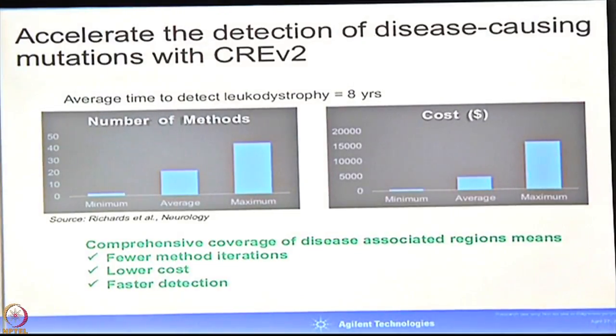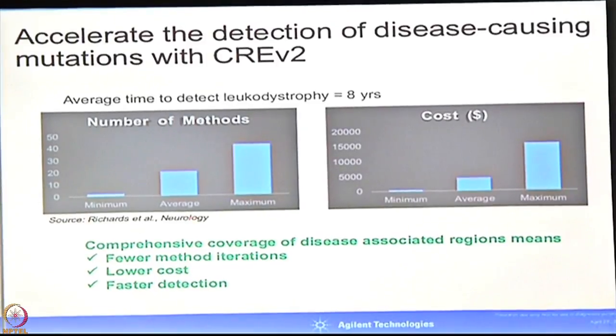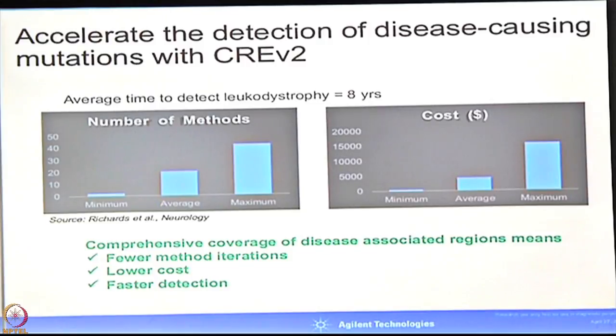Now think about when the doctor is going to diagnose leukodystrophy. It takes 8 years by the normal method, and on average they do around 20 to 30 tests to diagnose it. It takes 8 years, and the cost goes up to about $20,000. But when you do one simple test, our clinical exome panel easily identifies this mutation for leukodystrophy, and it is very cost effective. One test costs about 15,000 rupees for the exome panel.